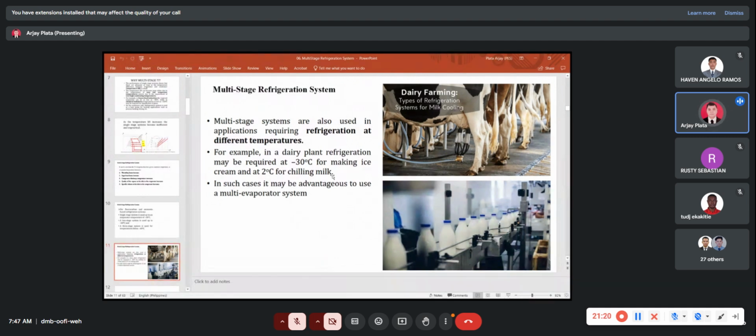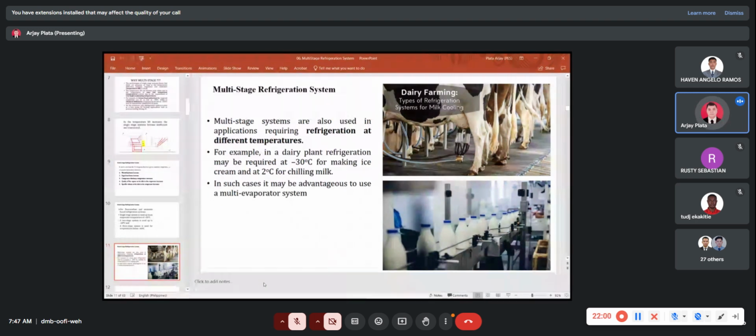Meron ba dito nag-propose ng dairy farming, ay milk chilling milk? Wala. So example, for a dairy plant, they may require -30 for making ice cream and 2 degrees for chilling milk. So if you will use a different set of refrigeration system, it will be more complicated.